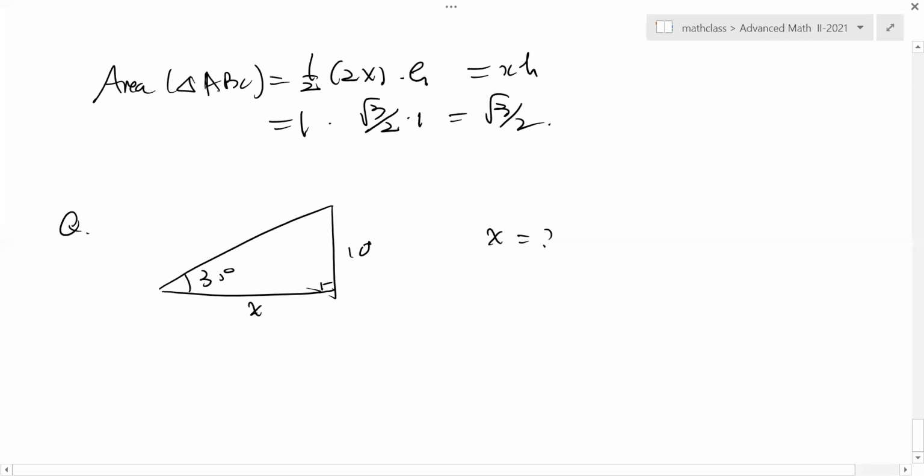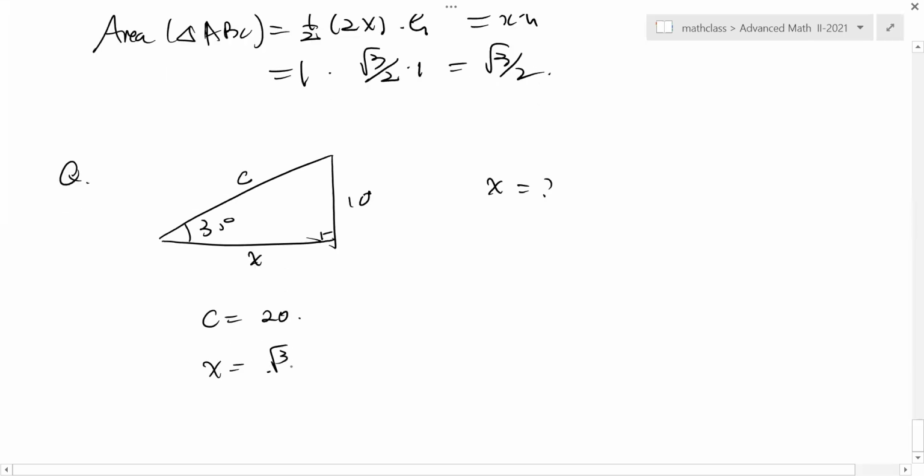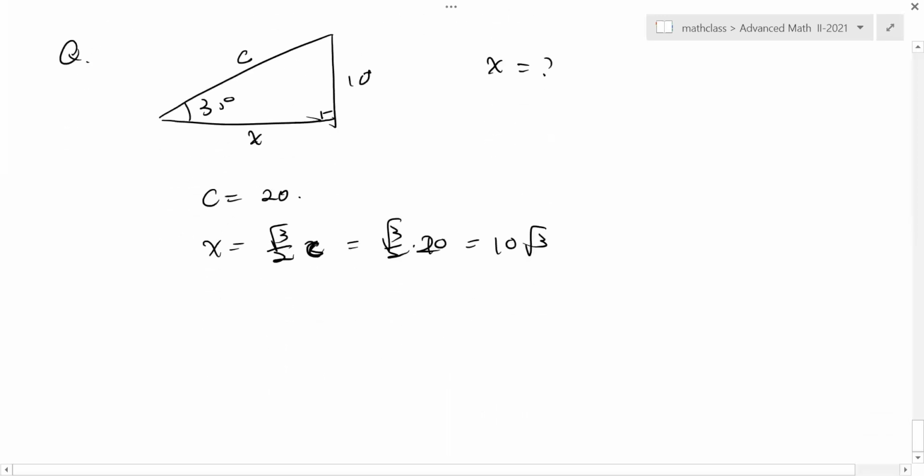All right. Anyone figured it out? Right. So yeah. So you see, we can do it step by step. This side is C, right? First of all, C should be equal to 20 because it's double A. And then x should be square root of 3 over 2 times C. That's square root of 3 over 2 times 20. So it's 10 square root of 3. Right. That's all. All right.